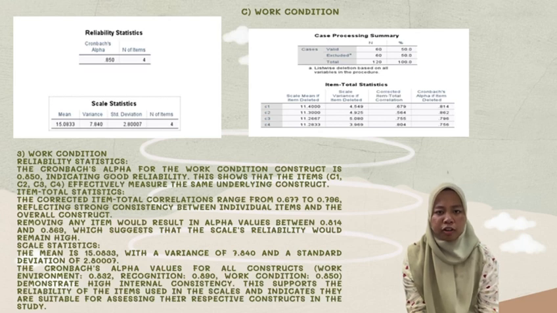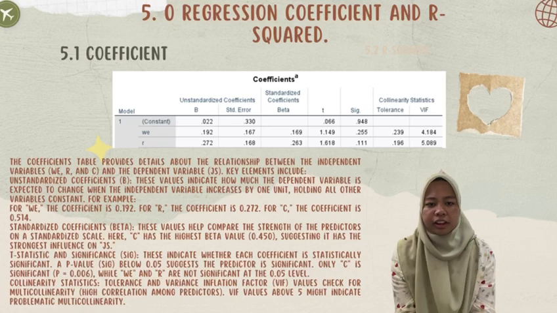The Cronbach alpha values for all constructs: work environment 0.832, recognition 0.890, work condition 0.850. This demonstrates high internal consistency. This supports the reliability of the items used in the scale and indicates they are suitable for assessing their respective constructs in the study. The coefficient table provides details about the relationship between the independent variables WE, R, and C and the dependent variable JS.